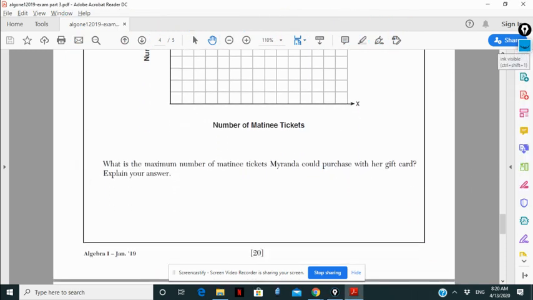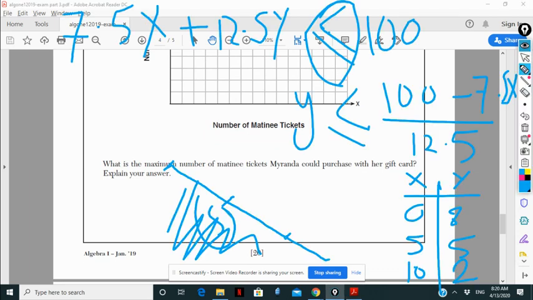Okay. What is the maximum number of matinee? The matinee is x. I think it's 10. Because if you said 11, let's try 11. So 100. Okay. So the maximum number is going to be 30.